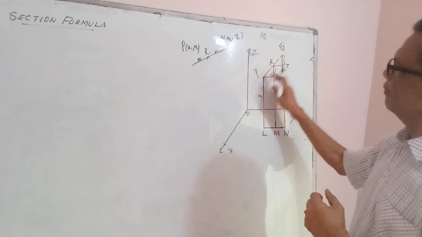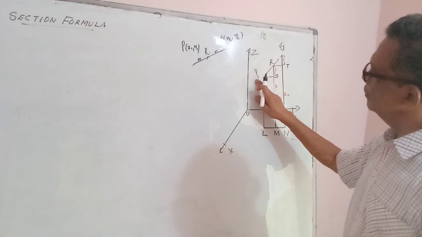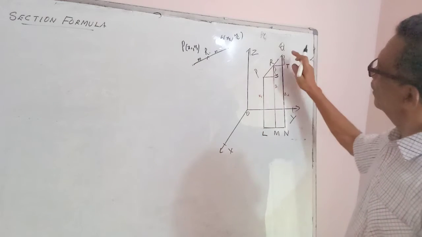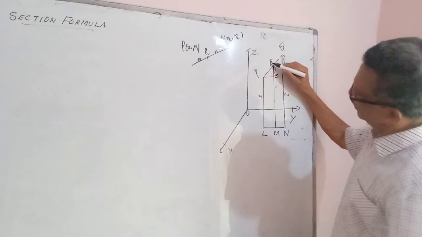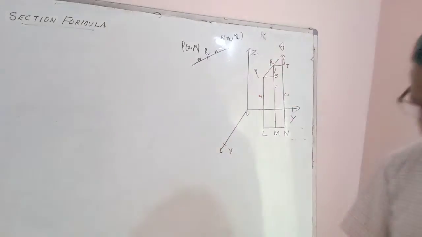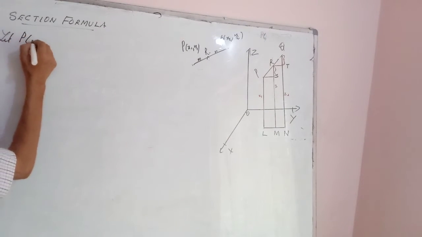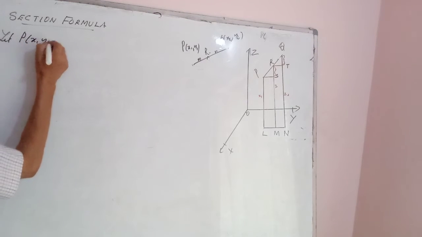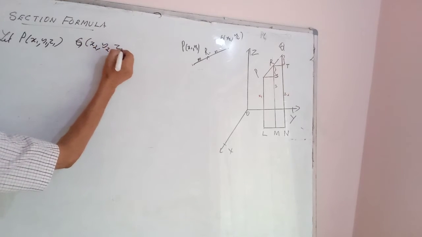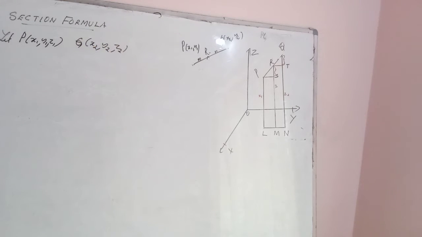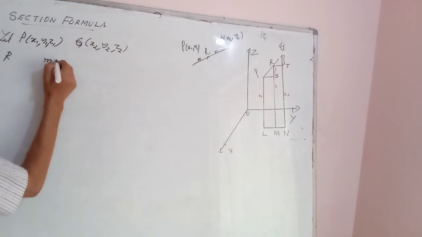We have three coordinates here. So we can write it as x1, y1, z1 and x2, y2, z2. I'm going to find the z coordinate of this point. Let P be the point (x1, y1, z1) and Q be (x2, y2, z2). In space, two points are there. So a point R divides PQ in the ratio m is to n.